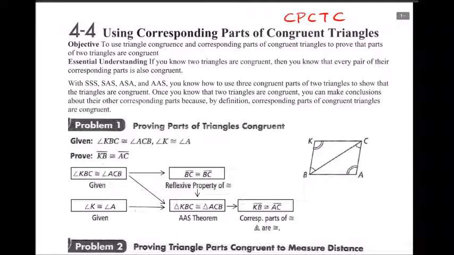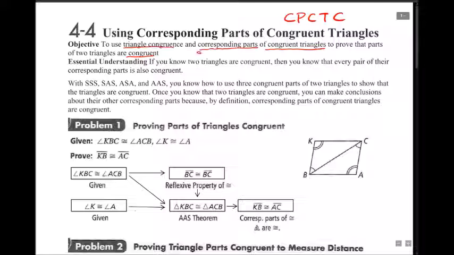4.4, using corresponding parts of congruent triangles. Okay, this lesson is going to be called CPCTC, corresponding parts of congruent triangles are congruent. We are going to use triangle congruence, so that's 4.2 and 4.3, and their corresponding parts, which is 4.1, of congruent triangles to prove that their parts are congruent.